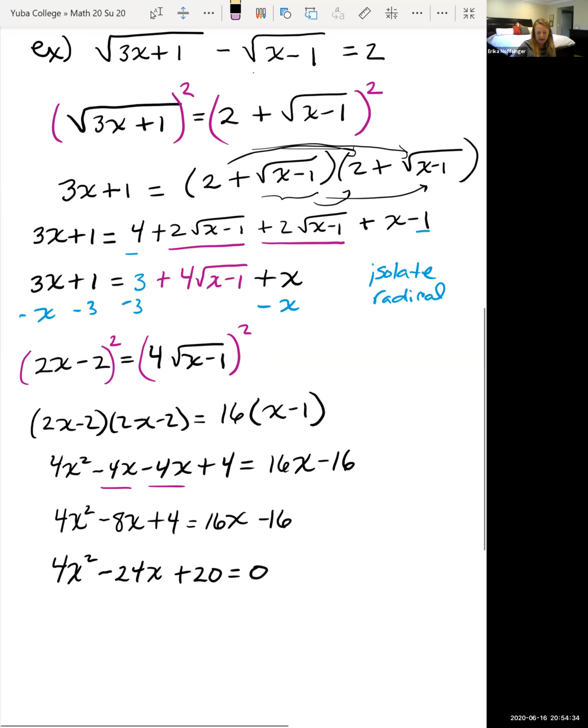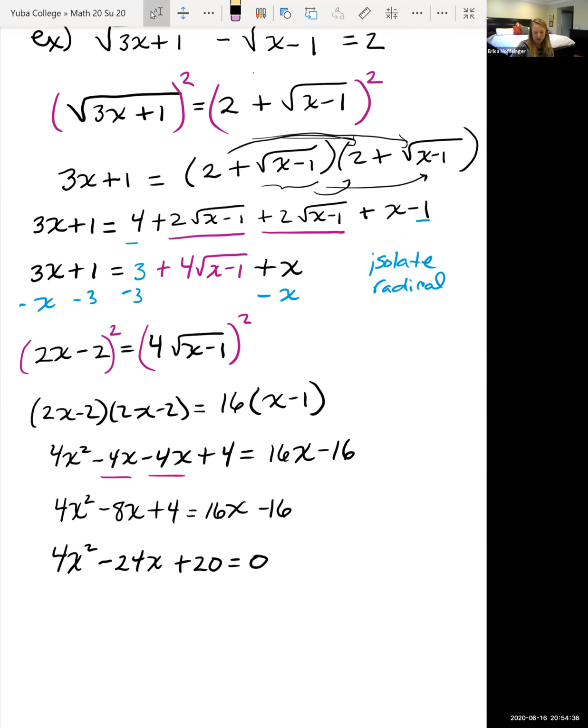Okay, so it's quadratic. I would try to factor it first. I don't like that the coefficient in front of x squared is not 1, but I notice I can manipulate it to be 1 because the greatest common factor of those 3 terms on the left is 4. So let's factor out a 4 from those 3 terms. If we pull it out, we're left with x squared minus 6x plus 5 equals 0.